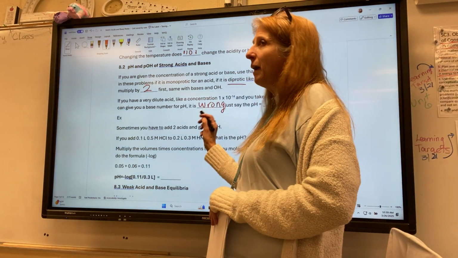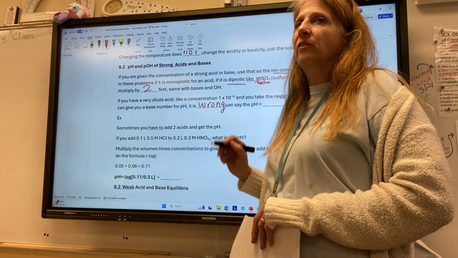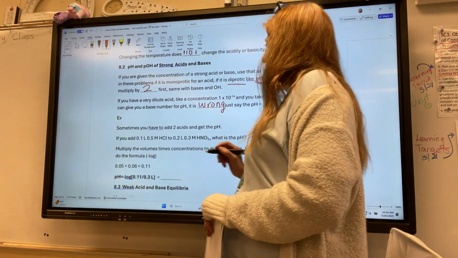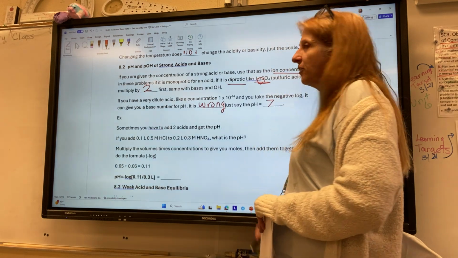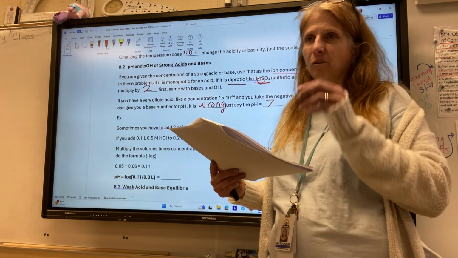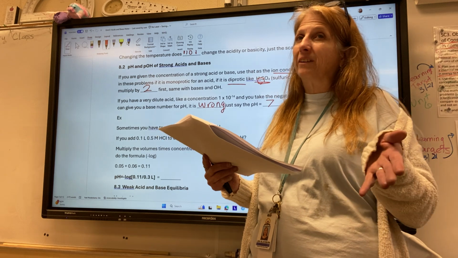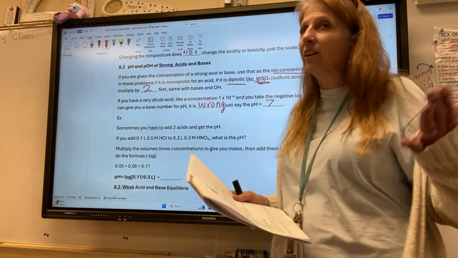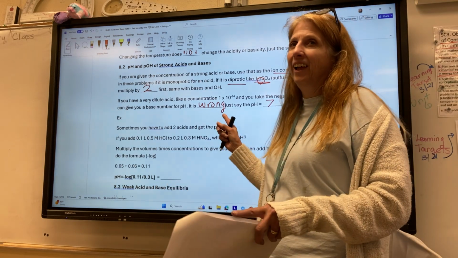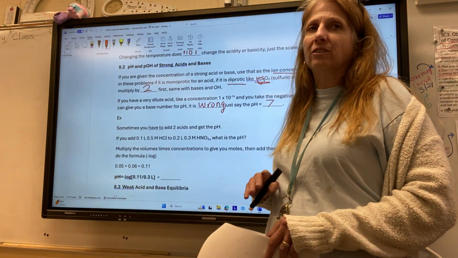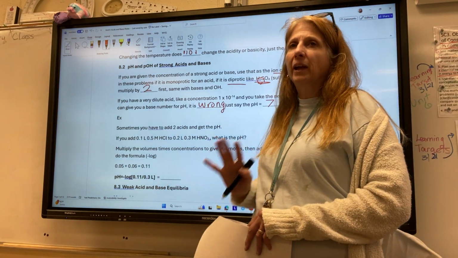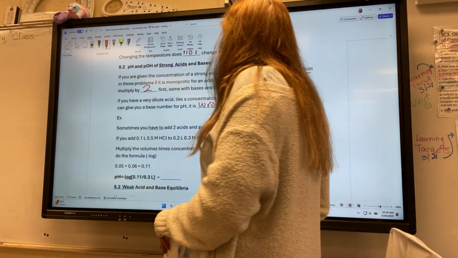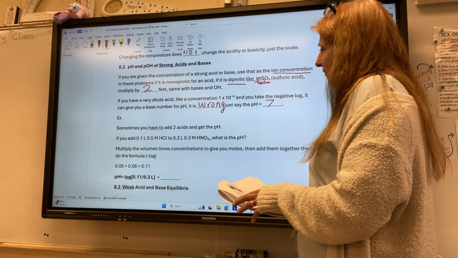So if you do your math and you get the pH of an acid as a base, it's wrong, and instead you just say the pH is 7, which is neutral, and really it should be slightly less, but that's what you do. I'm just telling you the answer. If you get a negative pH, if you get a base pH for an acid, just say it equals 7. It's just how it's done. Okay, sometimes you have to add 2 acids and get the pH.